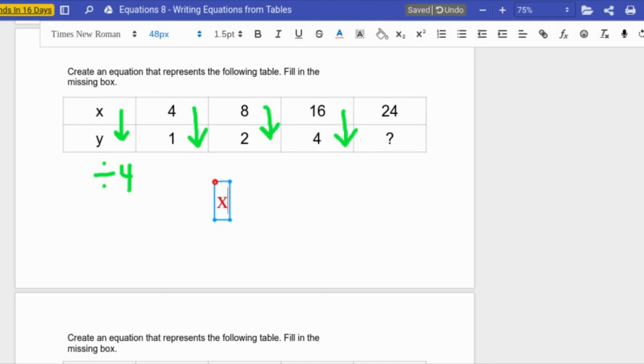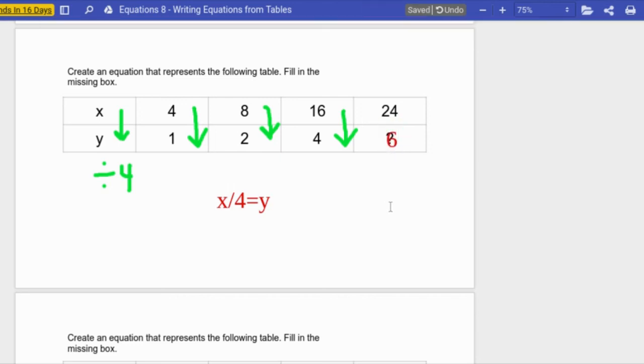So I have my x and I divide it by 4, and that equals my output, or my y. So 24 divided by 4 is 6. So my missing value is 6.